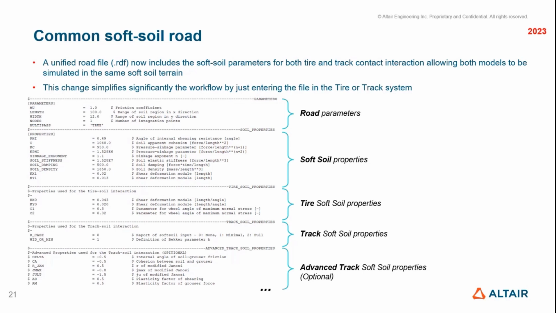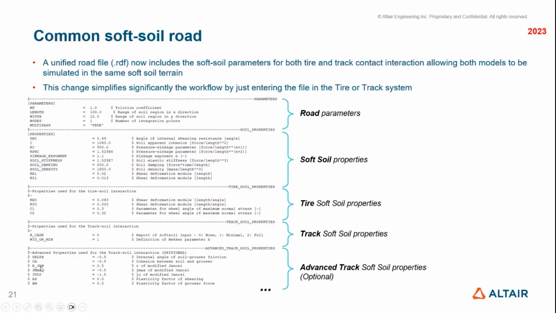Then we have the soft soil parameters. These are basically the ones necessary to perform the mathematical equations using the Bekker-Wong formulation of the semi-empirical model that we developed inside Altair. And then we have the tire soft soil properties, a very small set, and then the track soft soil properties. If the user has advanced measured parameters, there are optional advanced track options that you can uncomment and include in the model.